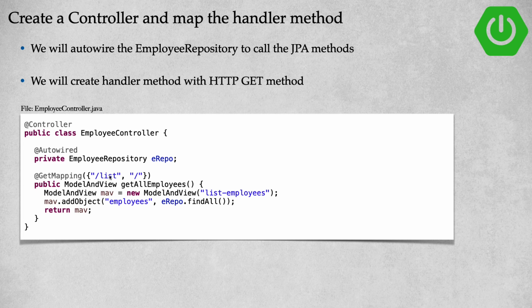We will add the multiple URIs /list/ and inside this method we are going to create the model and view object, and to this model and view object we are going to pass the Thymeleaf template, which is list-employees, and also we are going to call the repository method, which is findAll, which will return the list of employees from the database, and we are going to add it to the model and view object with the key employees, and finally we are going to return the model and view object.